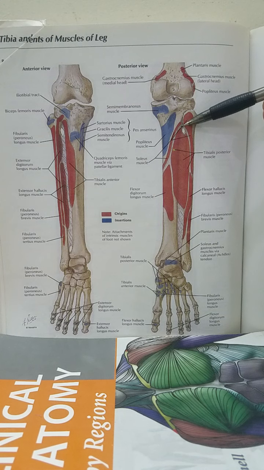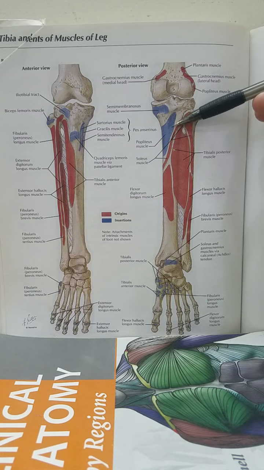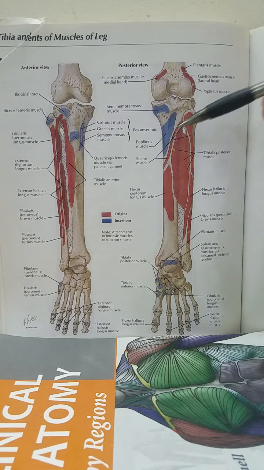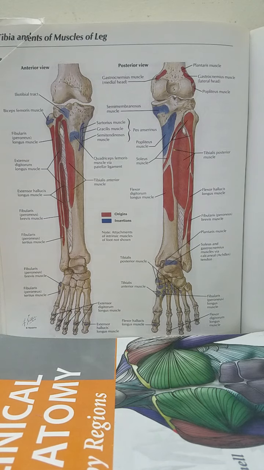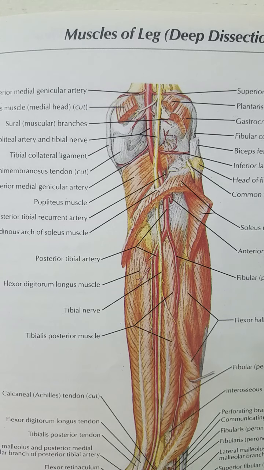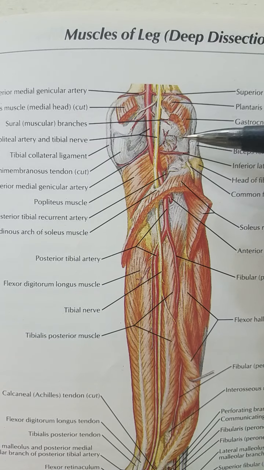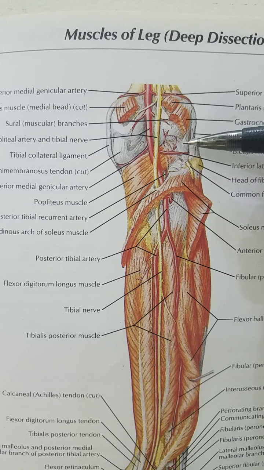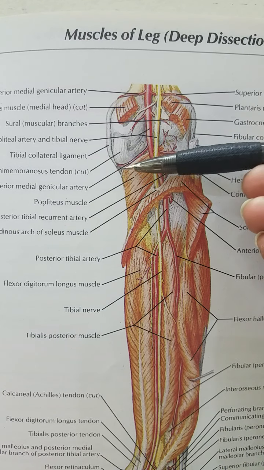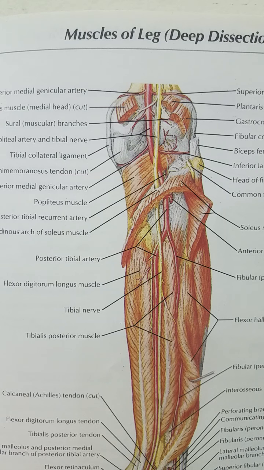So you'll have the soleal line here, and just above that on the posterior surface, this is the insertion of the Popliteus muscle. It's a small triangular muscle, and it is covered in a fascia, which is the investing fascia of the Popliteus. Right, so here you can see the Popliteus muscle. This triangular muscle is the Popliteus muscle. It originates from the lateral condyle of the femur as well as the lateral meniscus of the knee joint, and then it is inserted onto the posterior surface of the tibia above the soleal line.